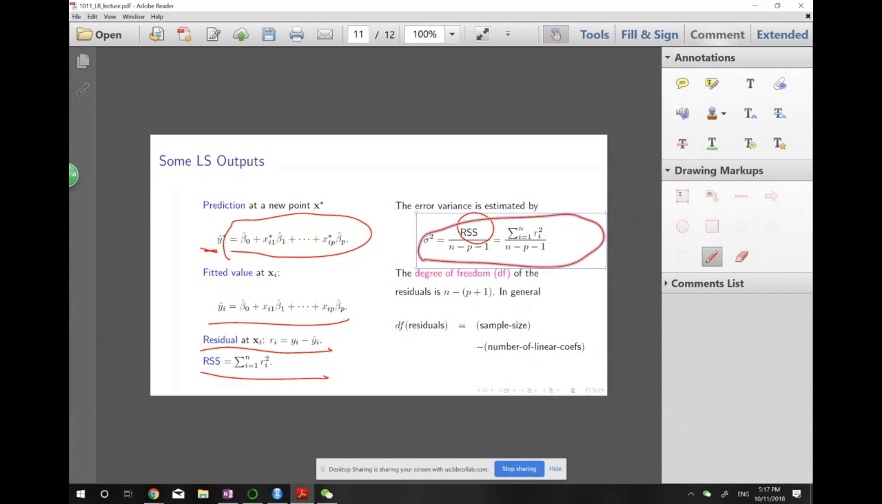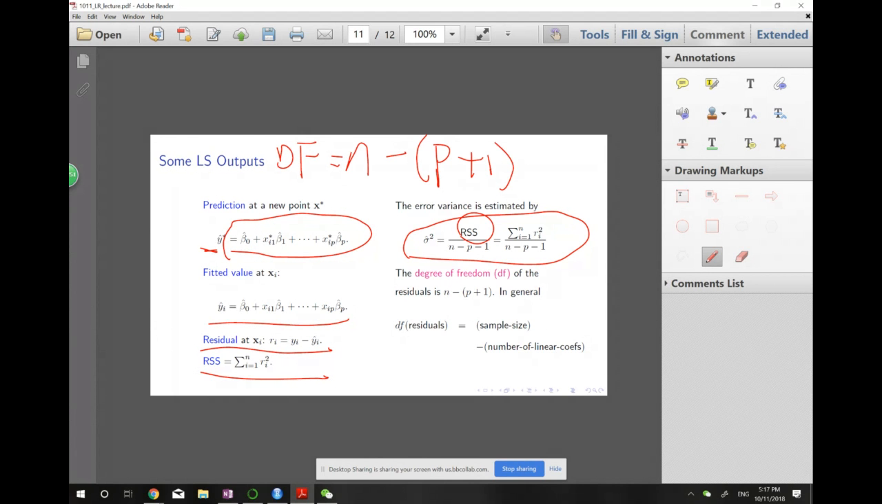And also n minus p minus 1, which we discussed before, this is actually the degree of freedom of the model, right? Because there are n data points, and we are using p plus 1 coefficients. So taking that off, we have the degree of freedom as this. So when we evaluate the model, we calculate the variance as RSS divided by n minus p minus 1.